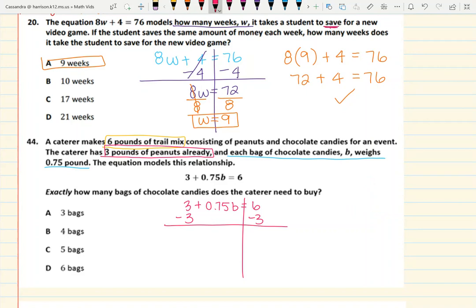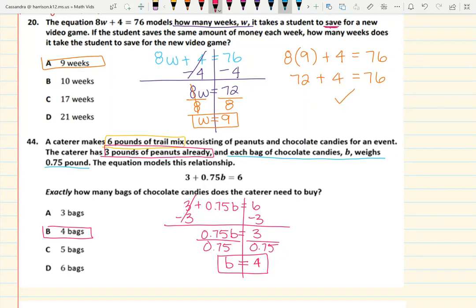All right, so we subtract our constant. 3 minus 3 is 0. Left with 0.75 pounds per bag equals 3 pounds of chocolates. That's what we thought anyway. We knew it was going to be 3 pounds of chocolates. Divide each side by 0.75. And that means that the number of bags of chocolates we bought, and I'm just going to do this right in my calculator, 3 divided by 0.75 is 4. All right. So I'm getting the answer 4, which is B.